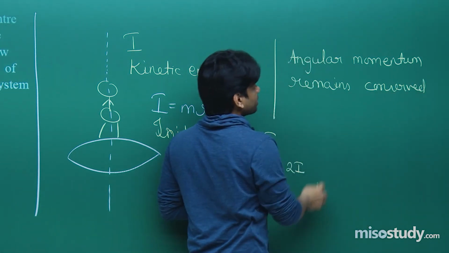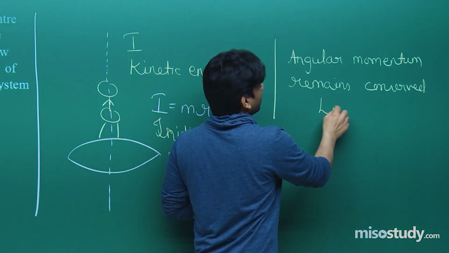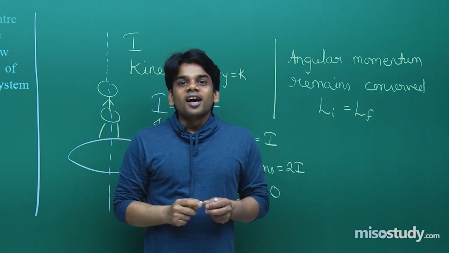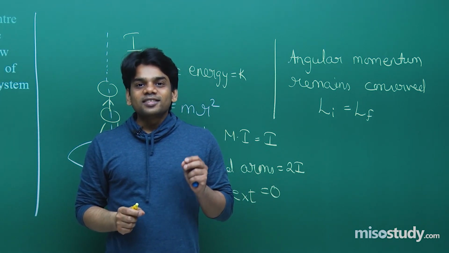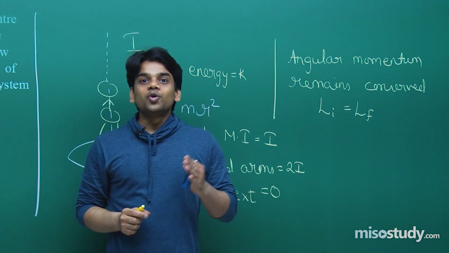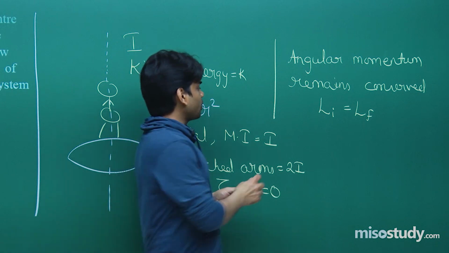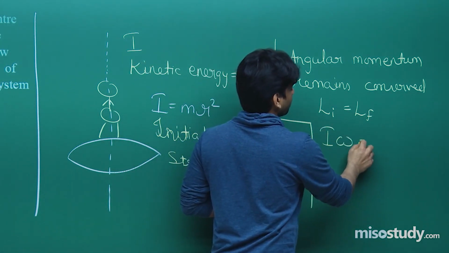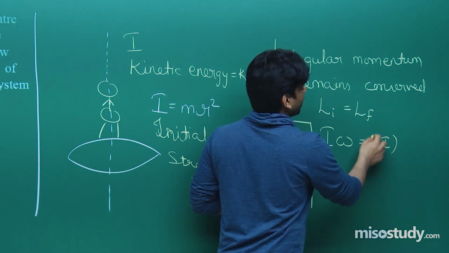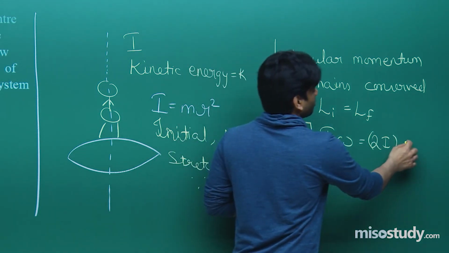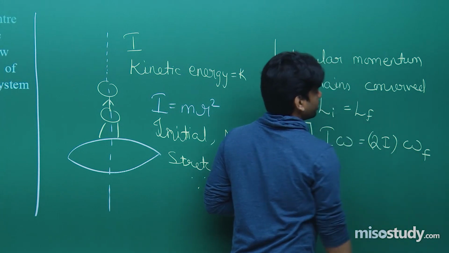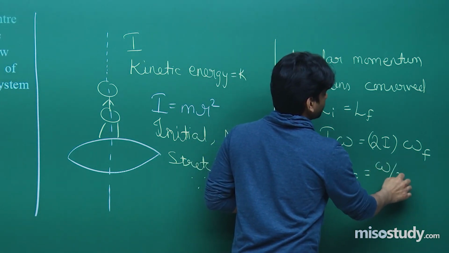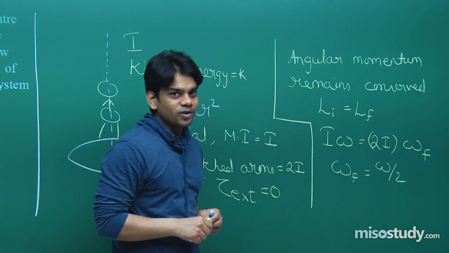So if angular momentum remains conserved, we can write that L initial is equal to L final. That is, I into omega, the initial angular momentum, will be equal to 2I into omega dash. So let me write down here: I omega is equal to 2I, this is the final angular momentum, that is what has been provided, multiplied with, let's say, the final angular velocity omega f. So omega f will come out to be omega by 2. So we got this first of all.